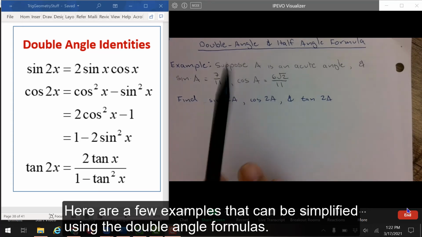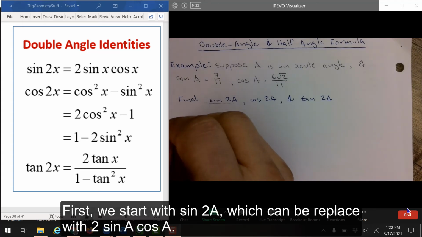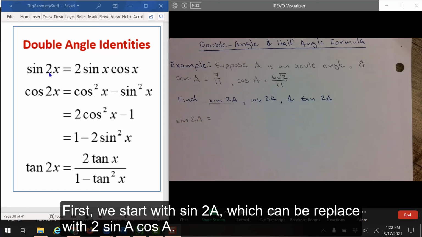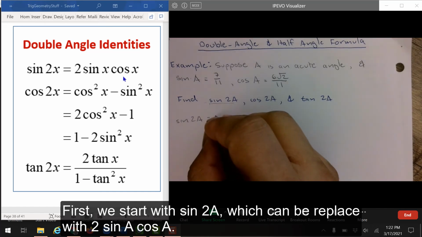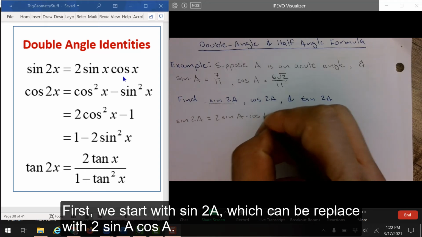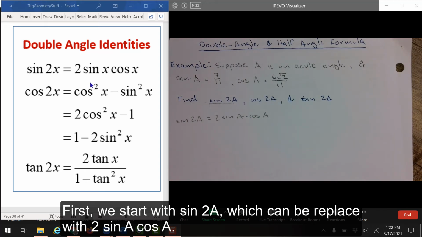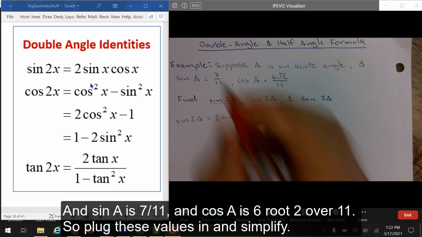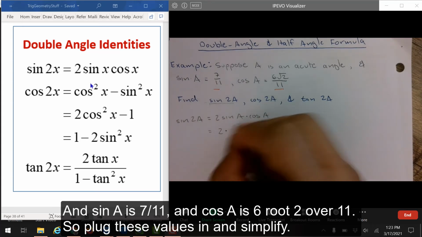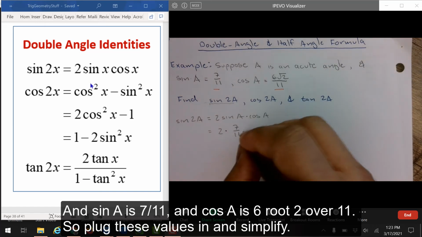Here are a few examples that can be simplified using the double angle formulas. First, we start with sine 2a, which can be replaced with 2 sine a cosine a. And sine a is 7 over 11, and cosine a is 6 root 2 over 11. So plug these values in and simplify.